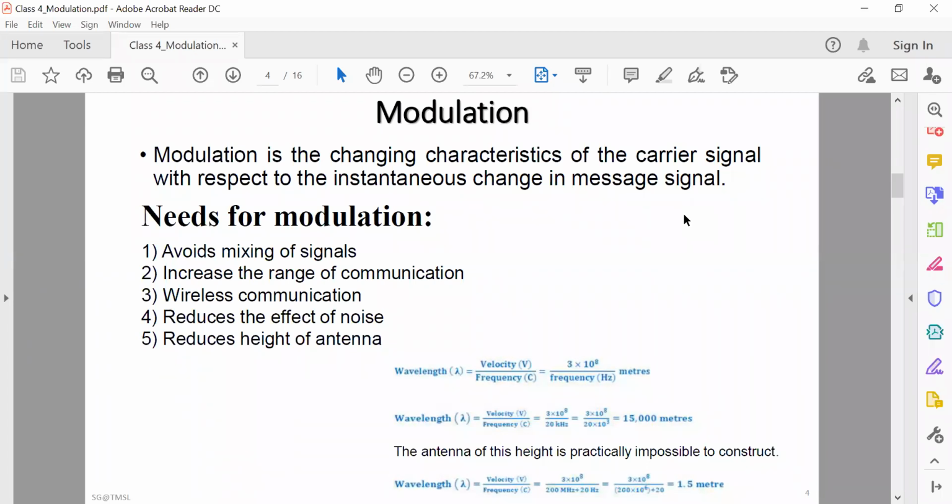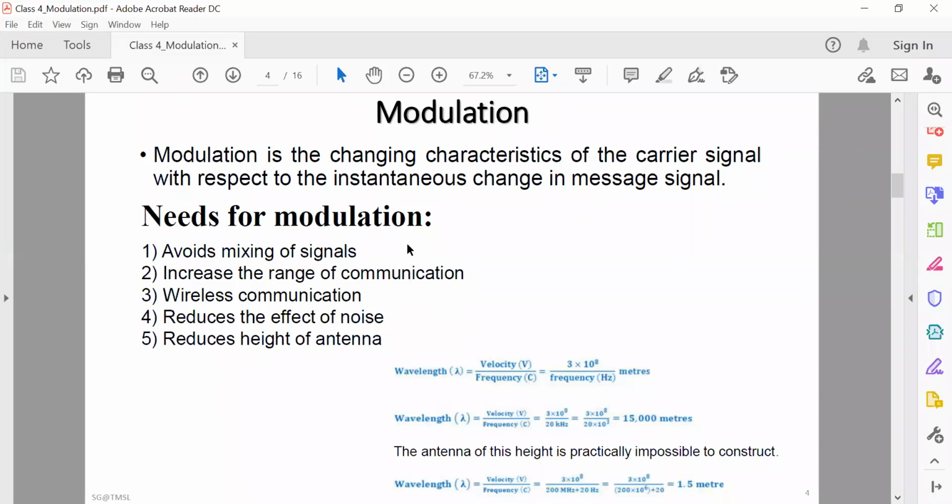The second point is to increase the range of communication. The energy of a wave depends upon its frequency. The greater the frequency of the wave, the greater the energy possessed by it. The baseband audio signal frequencies are very low, so they cannot be transmitted over long distances. On the other hand, the carrier signal is a high frequency or high energy signal. Therefore, the carrier signal can travel large distances if radiated directly into space.